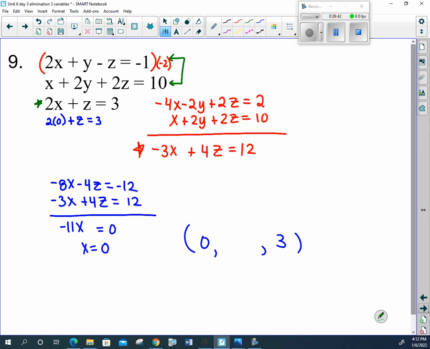Okay, now I'm going to take the 0 and the 3, and it doesn't really matter what equation I put it into. So I think I'll go to the top one because the y is positive. So 2 times 0 plus y minus z, and z is 3, equals negative 1. So 2 times 0 is 0. And then if I add the 3 to the other side, I end up with 2. So y is 2. So there's our ordered triple on that one.